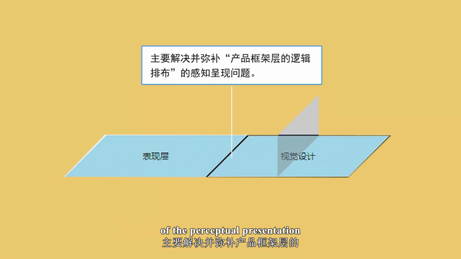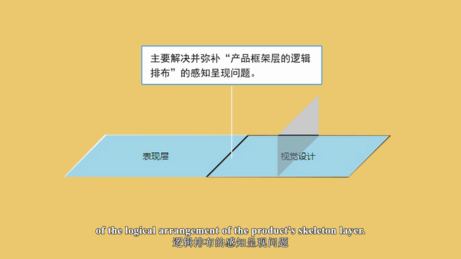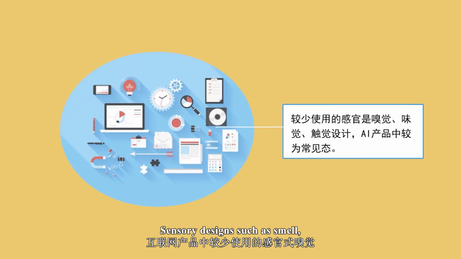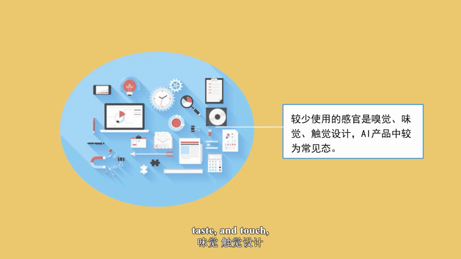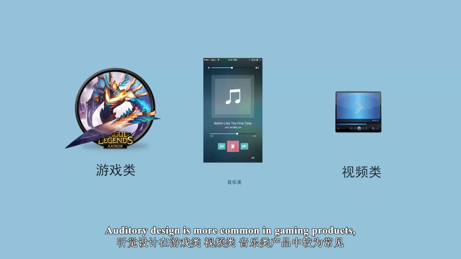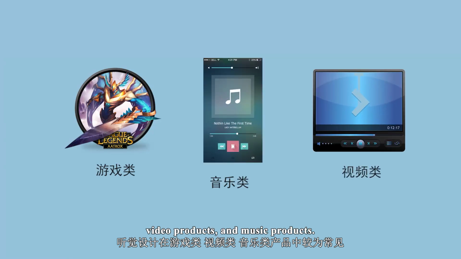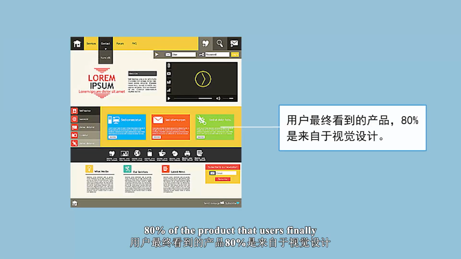Fifth, the surface layer. It mainly solves and makes up for the problem of the perceptual presentation of the logical arrangement of the product's skeleton layer. Sensory designs such as smell, taste, and touch, which are less commonly used in internet products, may be more common in AI products. Auditory design is more common in gaming products, video products, and music products. 80% of the product that users finally see comes from visual design.